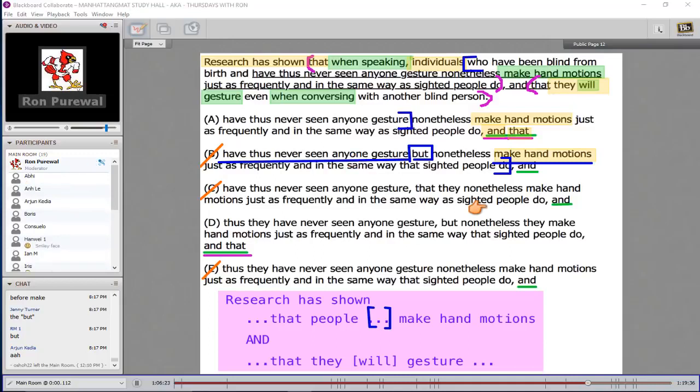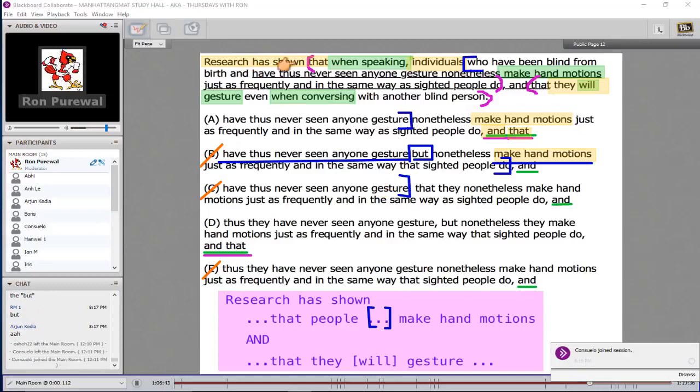Then C has the same problem. C was actually a very popular choice with this group. A lot of you picked it. But "researchers have shown that individuals, comma, that they do something." I don't know what you would call that, but you definitely can't make a sentence like that. You can't say research has shown that people, comma, that they do something. That's not a thing. Again, if I write it and have you look at it, it might be more obvious.